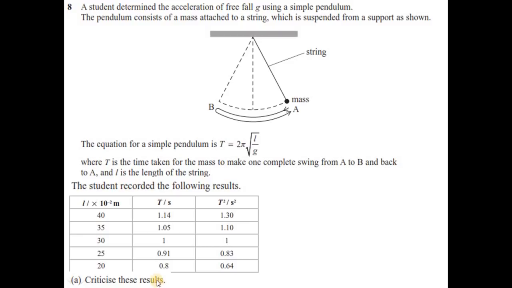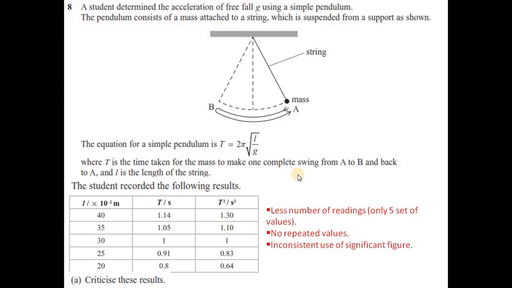Criticize these results. Typical question of criticizing the given table. Of course, there are very few readings, a small number of readings, and no repeats are shown. And if you see 0.8, 0.91, so one significant figure, two significant figures, three significant figures, so there is inconsistent use of significant figures. So these are the most typical key points when you criticize some result.